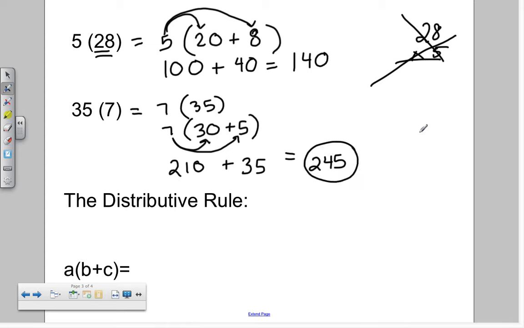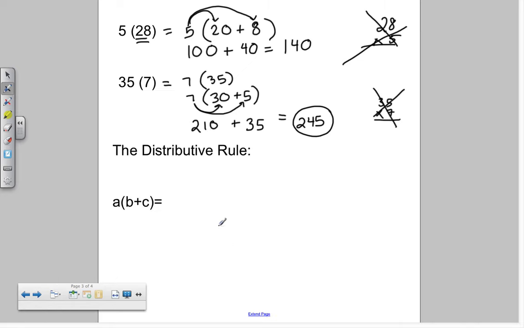Again, you could have done 35 times 7 like you did in the old days, like this, and stack it up and do that kind of thing, or you could use a calculator. But the point is getting used to the distributive property. Okay, so if I were going to write the distributive property as a rule, this is going to be important when you're doing your note to self.